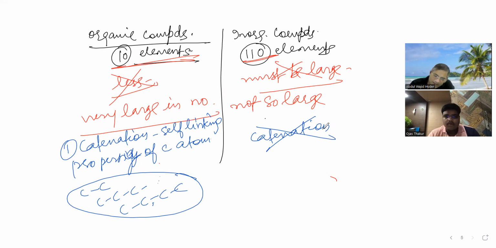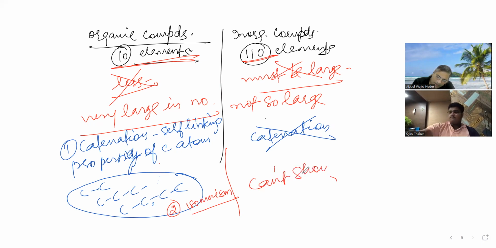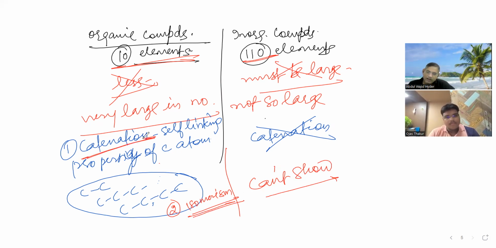First thing. Second, organic compounds can show isomerism, and inorganic compounds can't show isomerism. So because of isomerism and because of catenation, the number of organic compounds is very, very large.